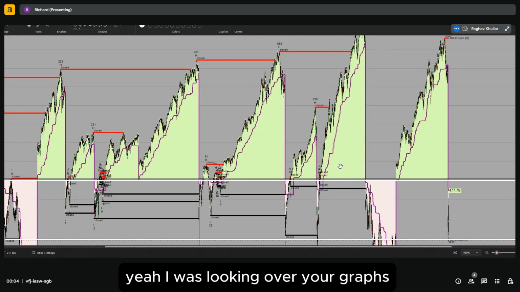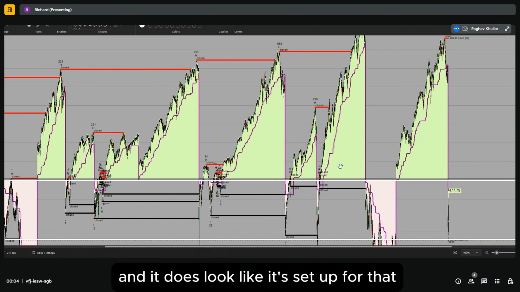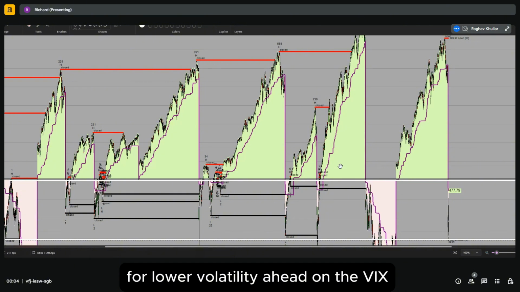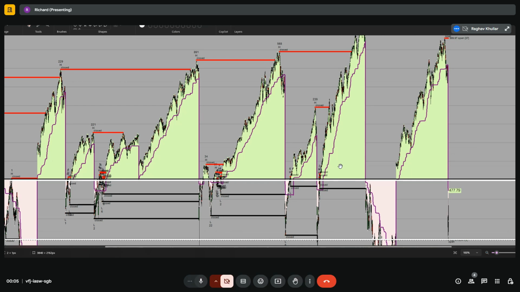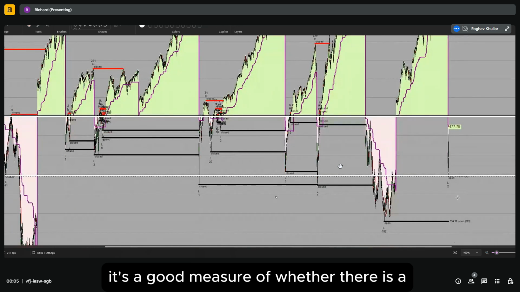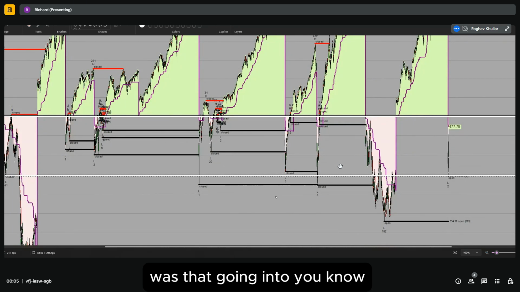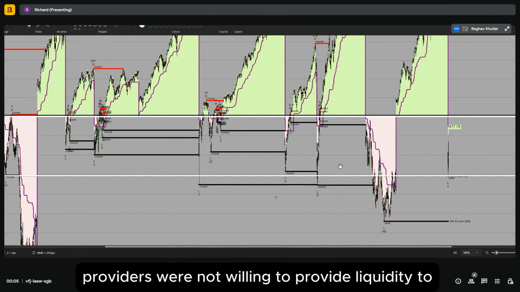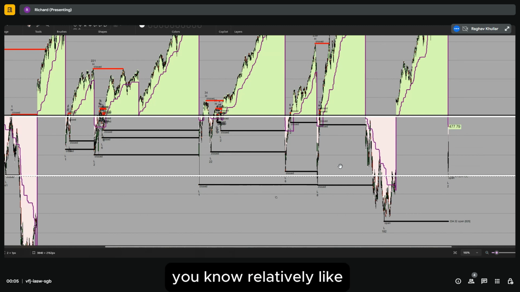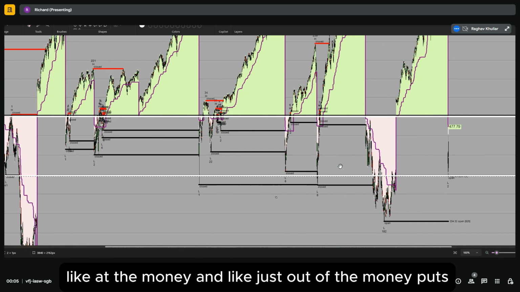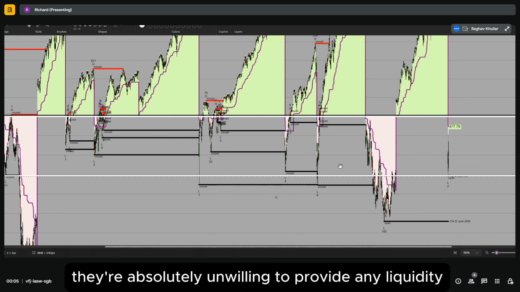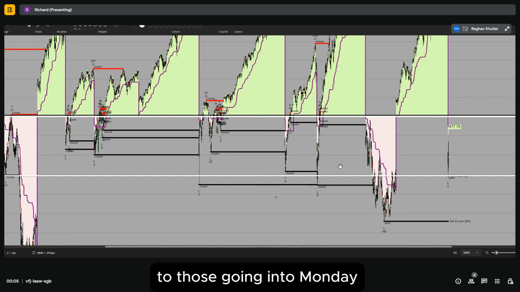Yeah, I was looking over your graphs, and it does look like it's set up for lower volatility ahead on the VIX. That whole thing is a good measure of whether there is a systemic concern. And also, one thing we mentioned on the UAT was that going into Monday, options providers were not willing to provide liquidity to at the money and just out of the money puts. They were absolutely unwilling to provide any liquidity to those going into Monday.